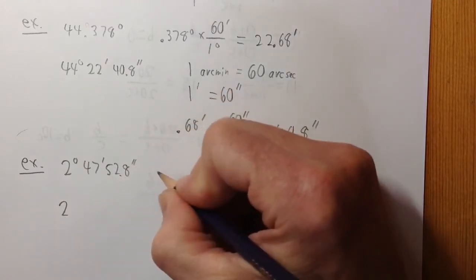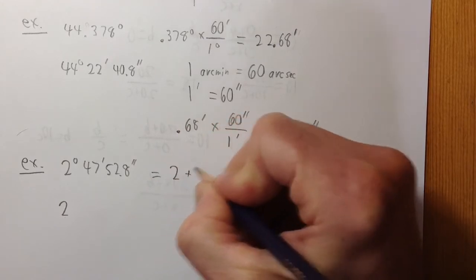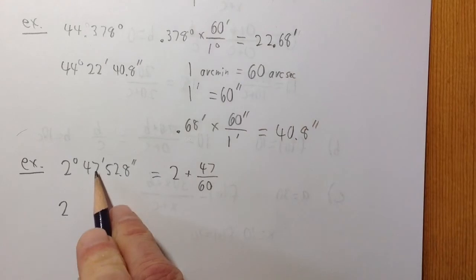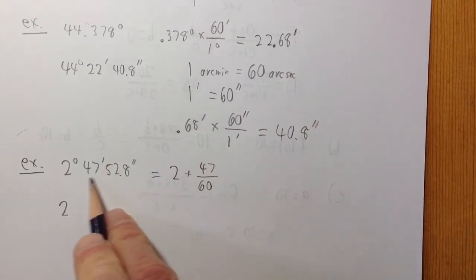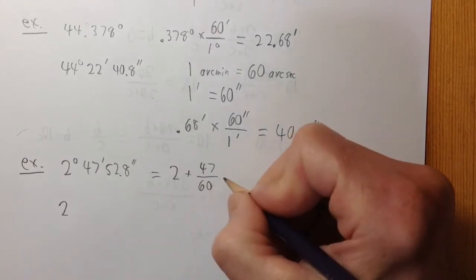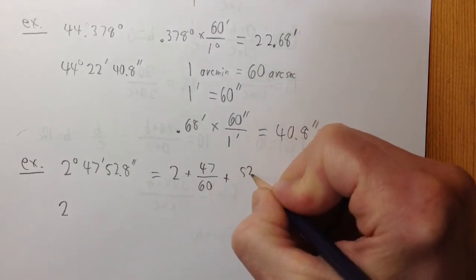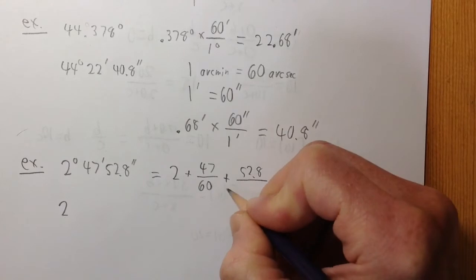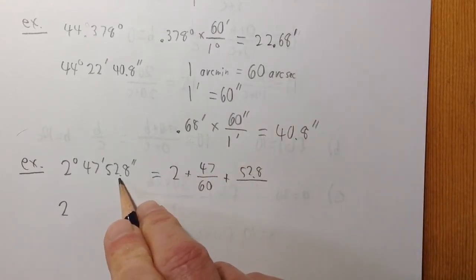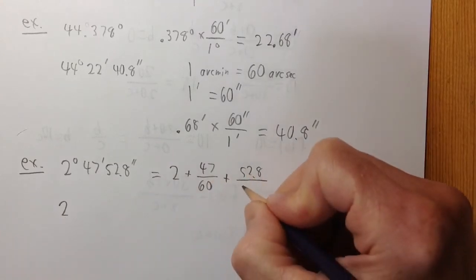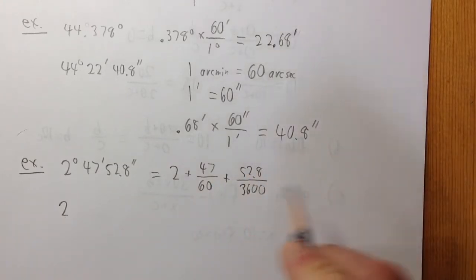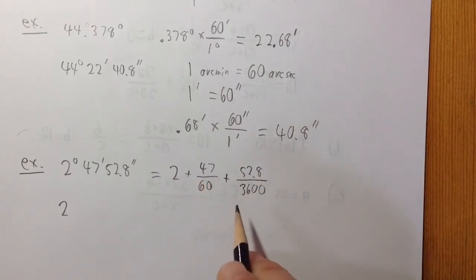But that's real easy. That's the same as 2 plus 47 over 60, right? Because 47 minutes is 47 over 60ths of a degree. And then plus 52.8 out of 60 times 60, because an arc second is 1/60th of 1/60th. So it's 1/3600, so 3600 in the bottom. So then we just do this in the calculator and add those up.